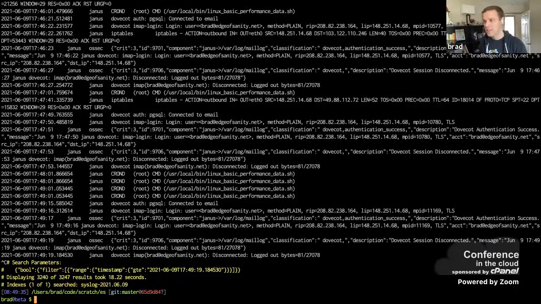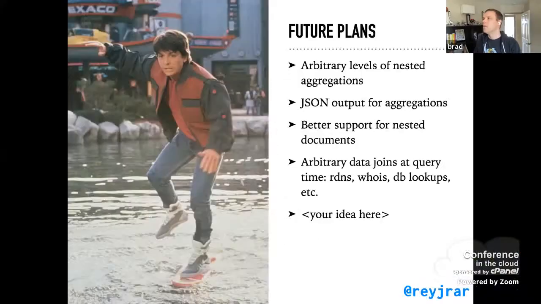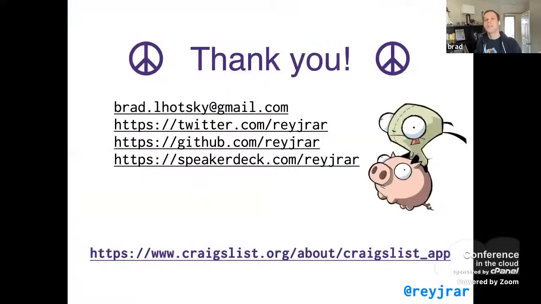So that's kind of all I had right now. I wanted to leave time for questions if there were any. But yeah, that is app Elasticsearch utilities. The only other things I have here are just a real quick note about future plans for arbitrary levels of nesting, JSON output for aggregations, better support for nested documents, and arbitrary data joins, anything you can think of. And here's my contact information. So yeah, are we doing questions?